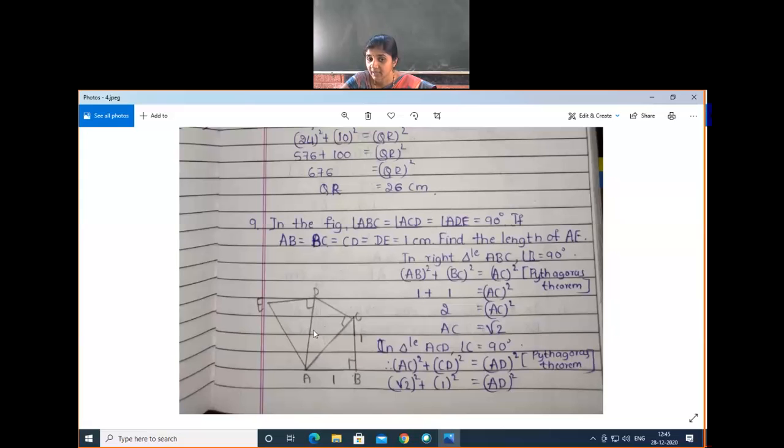Here you get root 3. First it was root 2, next root 3 comes. Now root 3 square plus 1 centimeter. Can you guess the measurement of this one without seeing the answer?